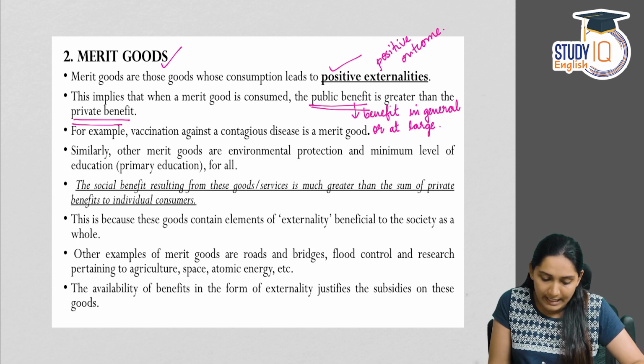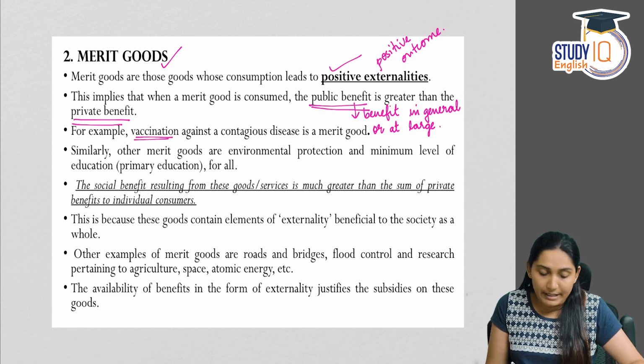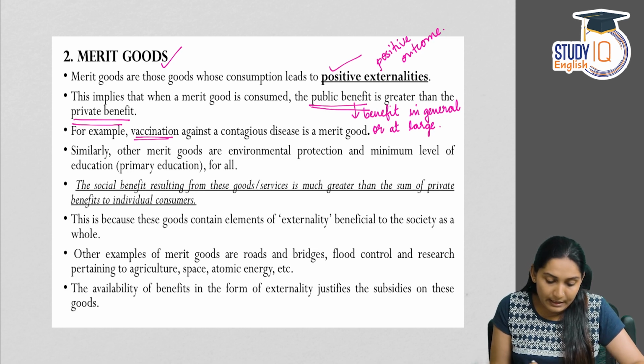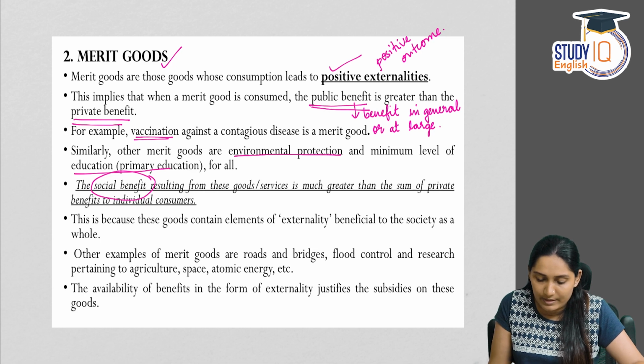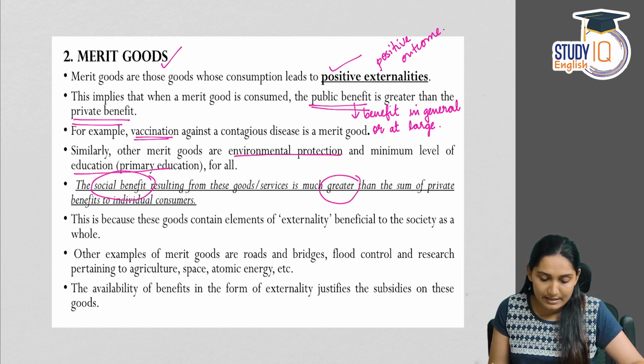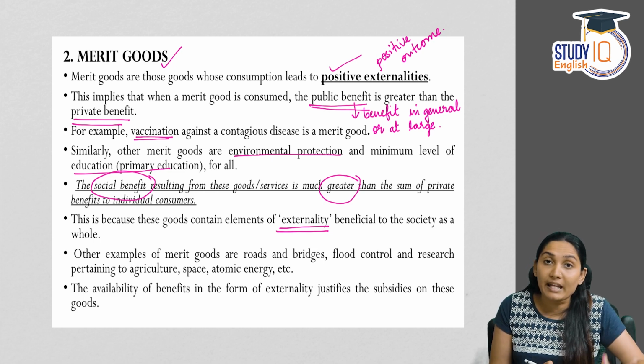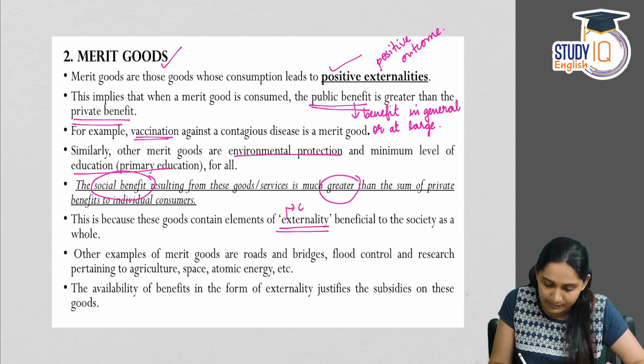For example, vaccination. Vaccination is a merit good. It benefits the public at large. Similarly, other merit goods are environmental protection, minimal level of education for all, etc. The social benefit resulting from these goods or services is much greater than the sum of private benefits to individual consumers. This is because these goods contain certain elements of externality beneficial to the society as a whole. This is because it creates a positive externality.